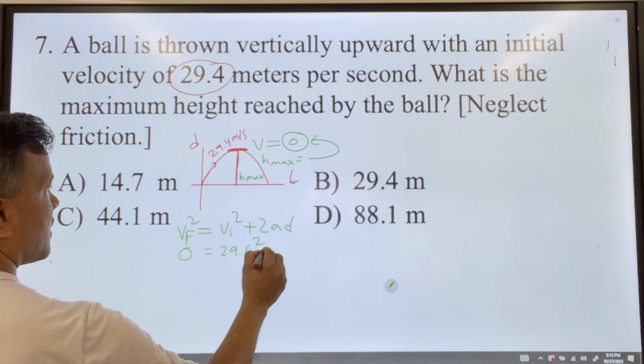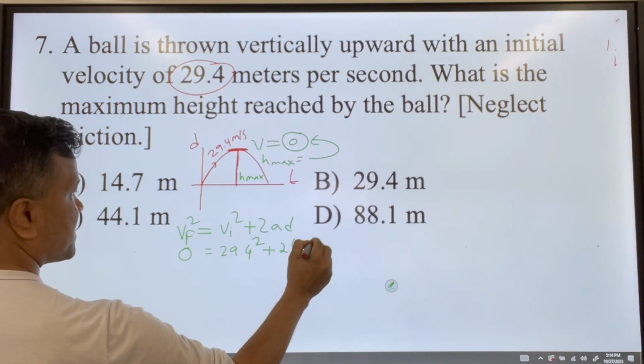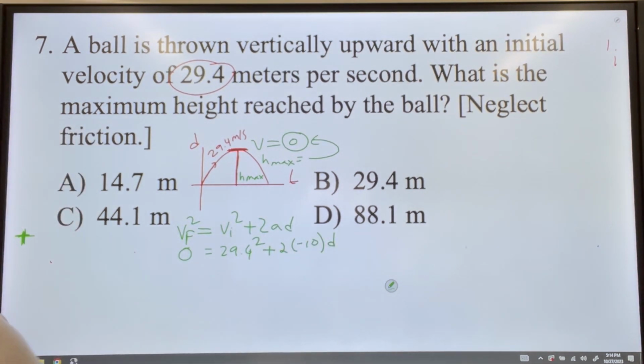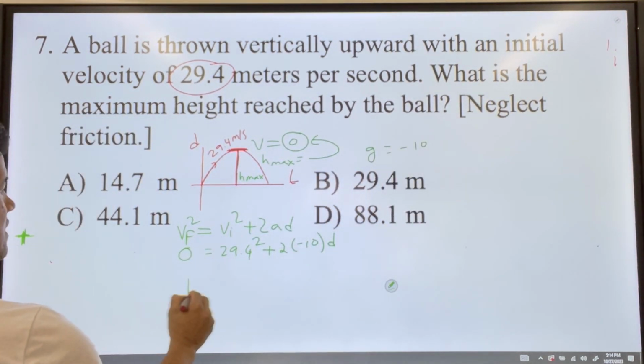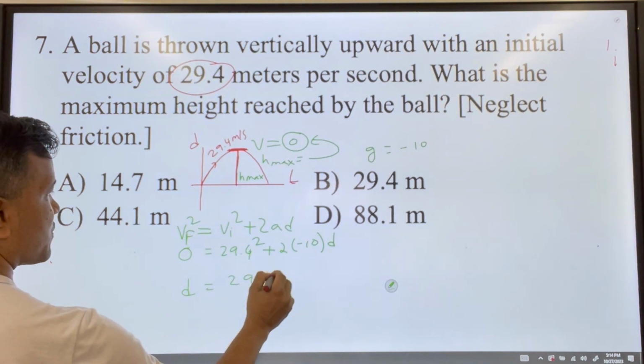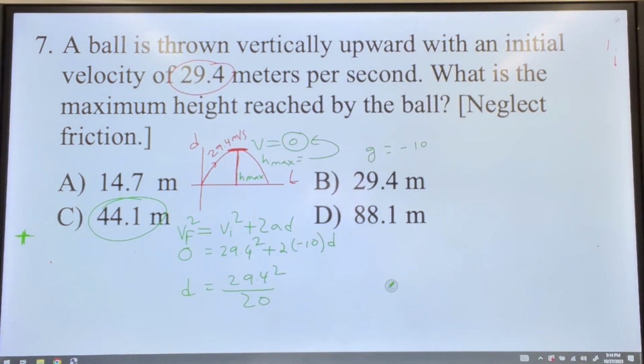So 29.4 squared minus or plus 2 times negative 10 times d, we are using g equal to negative 10, right? So you have d equal to 29.4 squared over 20, and that gives you 44.1. That takes us to the next problem.